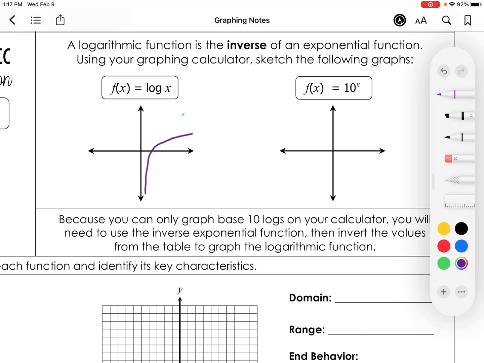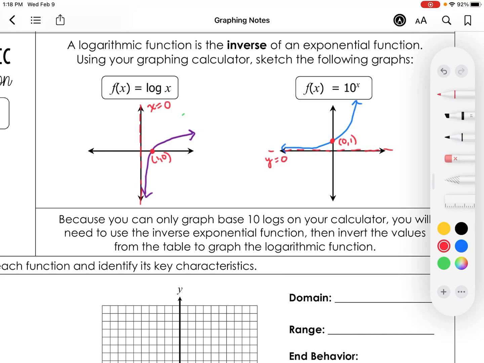The log parent function is going to look like that. It's going to cross through the point (1, 0), and it's going to have a vertical asymptote at the line x equals 0. Now, the inverse of it, which is 10 raised to the x power, is going to be a growth function, and it crosses through the point (0, 1), and it has an asymptote on the x-axis at the line y equals 0.